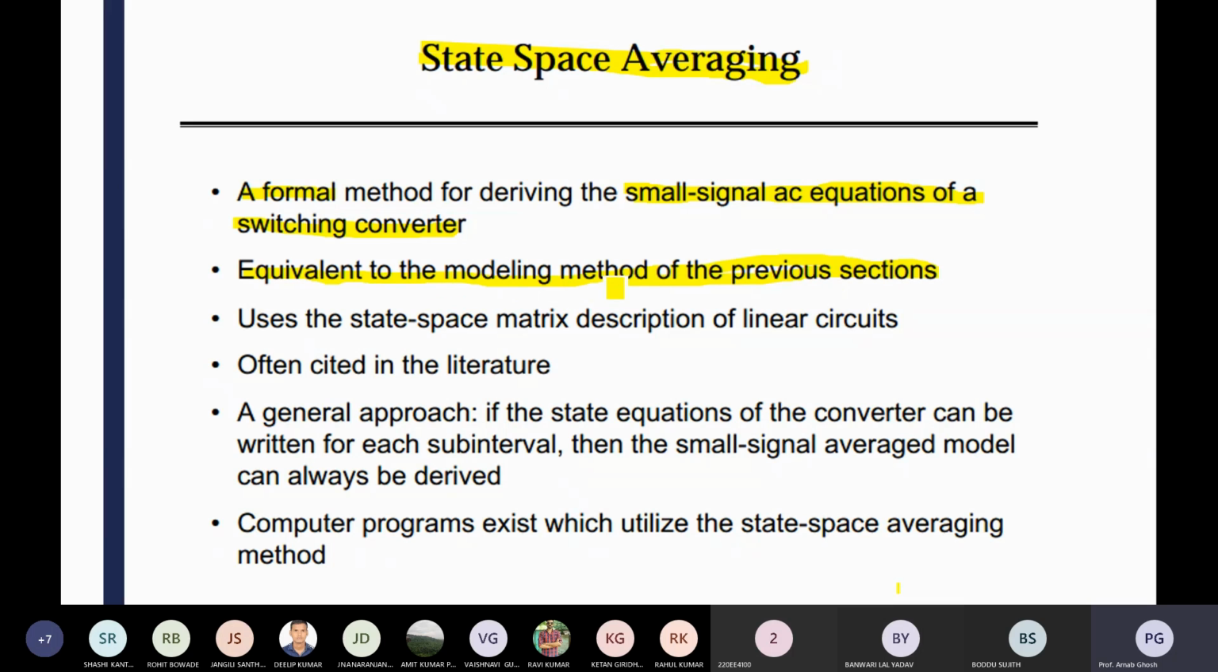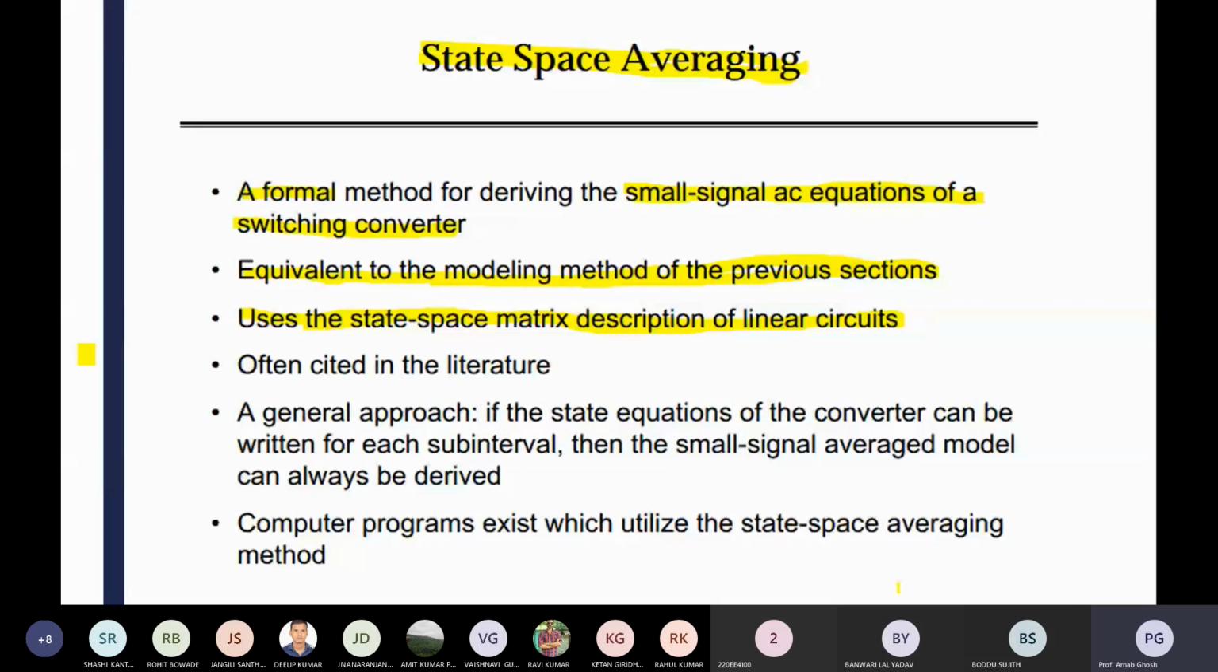In the previous sections I have discussed the modeling, where we get the equivalent circuit and equivalent equation sets. We use the state space matrix description for the linear circuit. You know that switching converters are highly non-linear, so now you are converting the non-linear equations to linear equations. So you will get linear circuits, and then the state space matrix description, where you define that circuit in the form of matrices.